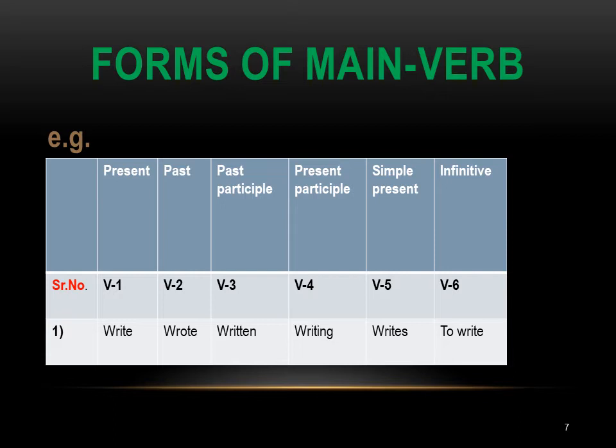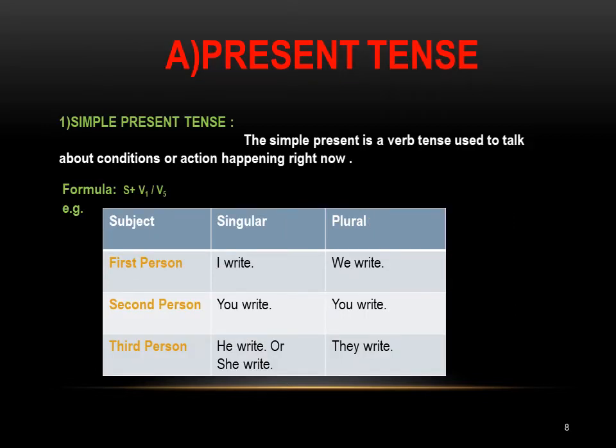Now we will change this one verb in total 12 tenses. All of you ready for it? Yes or no? Yes. Very good. First one is present tense. Present tense has 4 subtypes. We will start from the first subtype of present tense, and it is simple present tense.